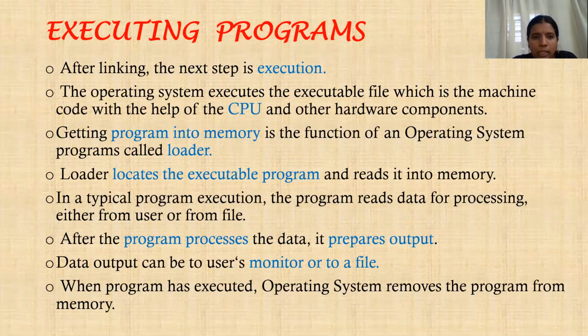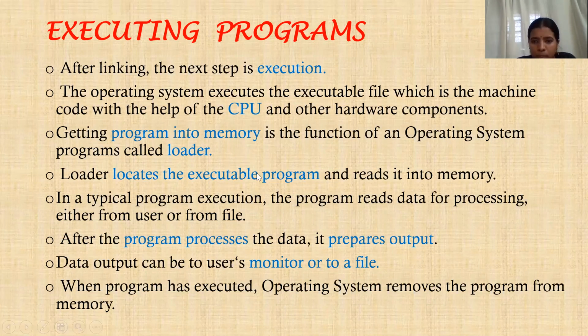But usually the executable code is there in a hard disk that needs to be loaded into primary memory to get it executed. So therefore, here the operating system uses another program called a loader that loads it first. The main job of the loader is to locate the executable code, place it in the main memory, and then prepare it for getting the output.